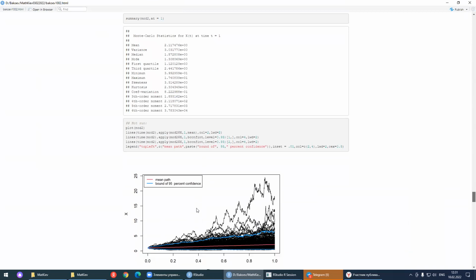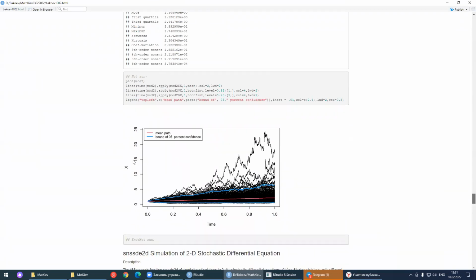This is a plot. The same. The black one is the sample, the red one is the mean, and the blue ones are the confidence interval for the mean value of this trajectory of the process.